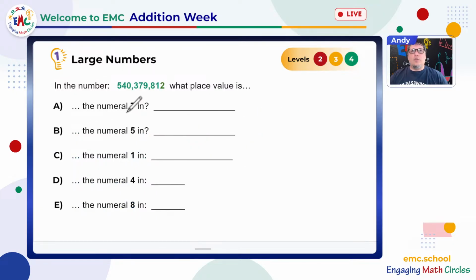What is the numeral 7 in? What place value? Well, it's right here. And these are the ones, tens, hundreds. So it's in the thousands chunk. In the middle of the thousands chunk. In the middle of the chunk is the tens place. So we call this a 10,000s.